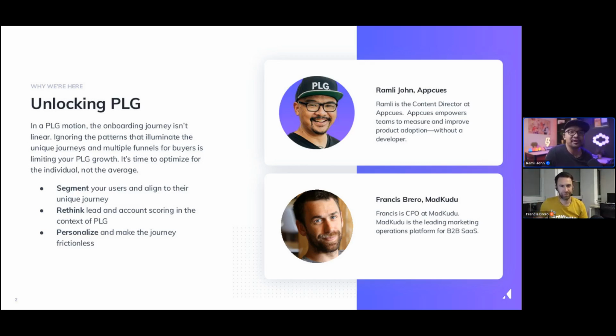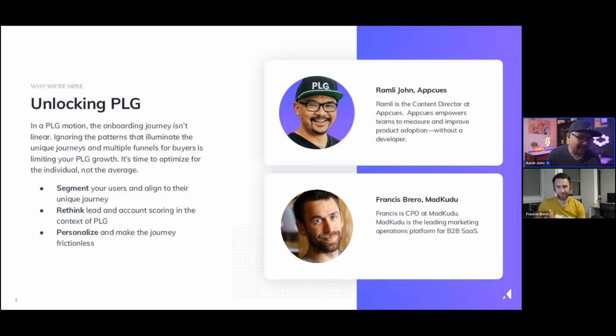I'm Rami John, content director at AppKeys. AppKeys is an easy way to create no-code experiences for onboarding and in-app messages, and to help measure and improve your product adoption without a developer. I'm a big fan of segmentation. This topic is near and dear to my heart. I wrote a book called Product-Led Onboarding for people not familiar, and I call segmentation, and I might be giving away too much, a cheat code to success for onboarding and product-led growth. And I'm super excited to be here with Francis and share all of his knowledge.